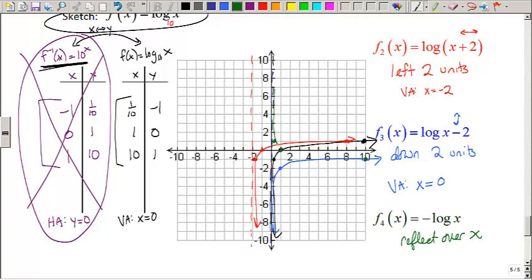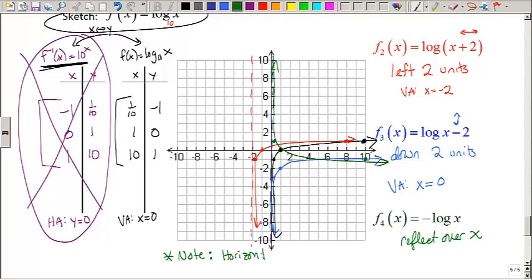I can connect my points, approaching my vertical asymptote, and my green function should look like my black function just flipped over the x-axis. I want you to note that in each of these transformations, only one of them shifted your vertical asymptote. And the only one that shifted your vertical asymptote is the horizontal shift.